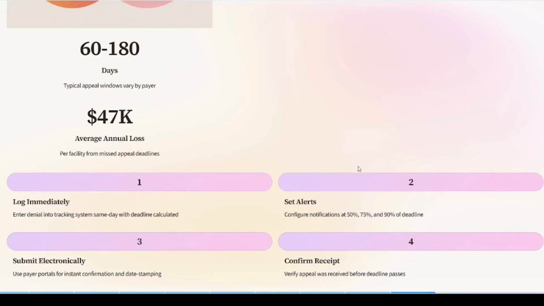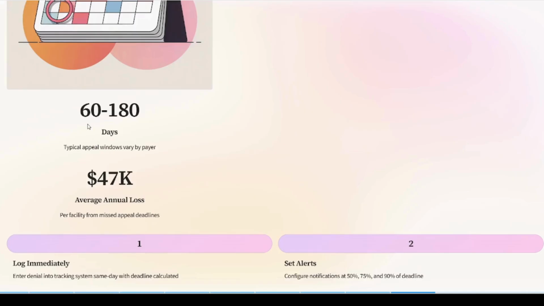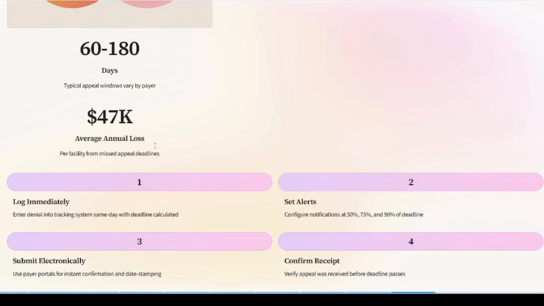All right. So, like I said, you have 60 to 90 days, the typical window, but the window for each payer may vary. And this is an average loss of $47,000 annually, per facility, from missed deadlines. All right, so how can we prevent this?